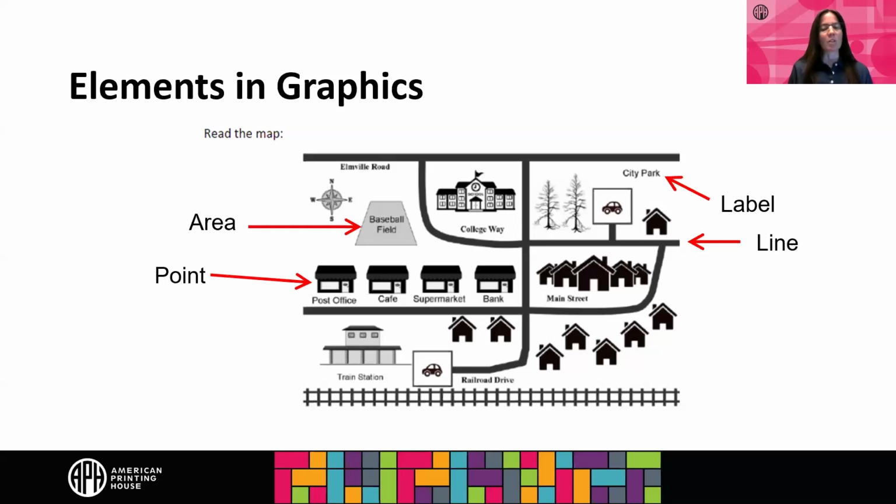And the fourth of the elements is the label. The label has reference to all of the other elements. The label is the words or the alphabetic or numeric key used to identify an area or a line or a point symbol. So a label on this map that I have here might be a city park or the train station, either in full or as a keyed label. And we'll talk more about that soon.